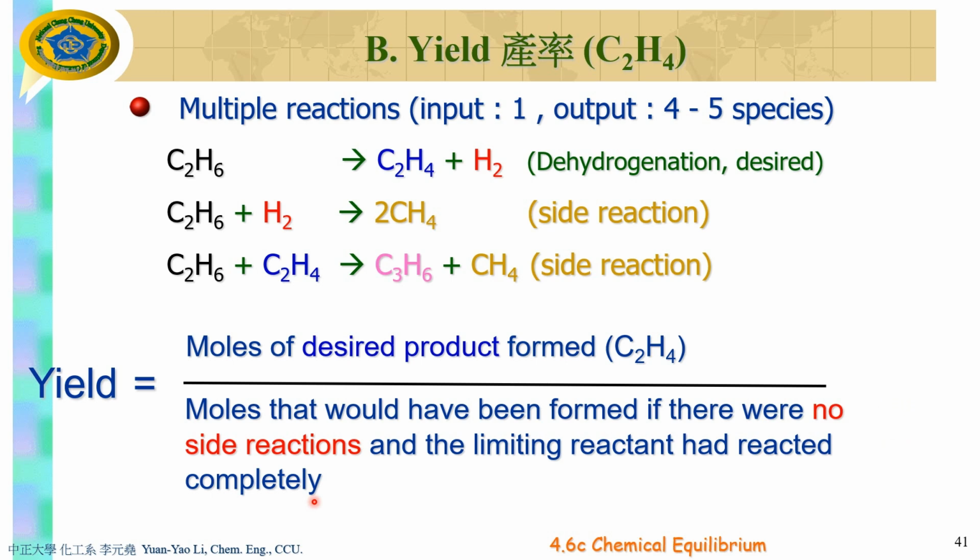Okay. For example, if you produce 40 moles of C2H4, and if there's no side reaction, you can produce 50 moles of C2H4. That's C2H4. Okay, so that means the yield will be what? 80%, right? I'm sorry, you change this to C2H4. Okay, right.